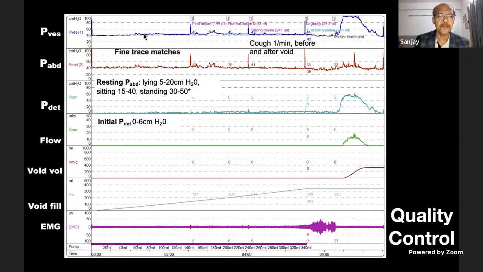The other thing to look at is the fine trace match. If you look at the fine pattern here, the fine pattern seems to match each other. And this fine pattern can be because the patient moved a little, is talking, and so on. When you get this match of the fine tracing, it reassures that both the transducers are working perfectly and continue to work perfectly as we are doing the test. The micturition command should be recorded either electronically or by a manual label. That's important because sometimes it's difficult to differentiate whether you're talking of a phasic contraction or a volitional void unless it's actually been labeled so.